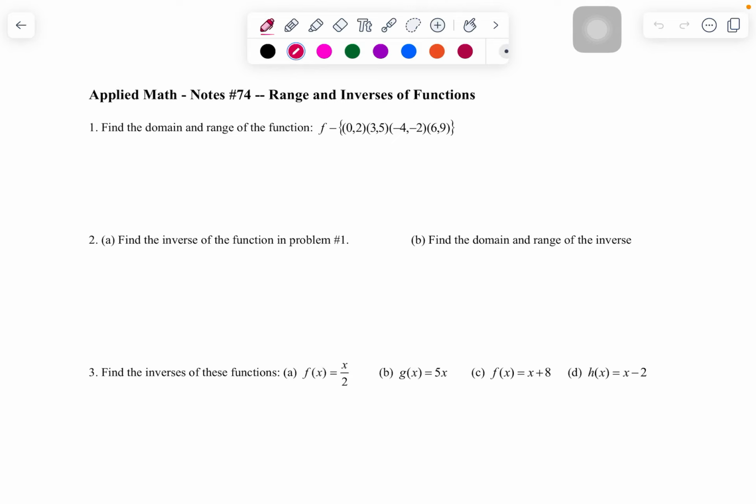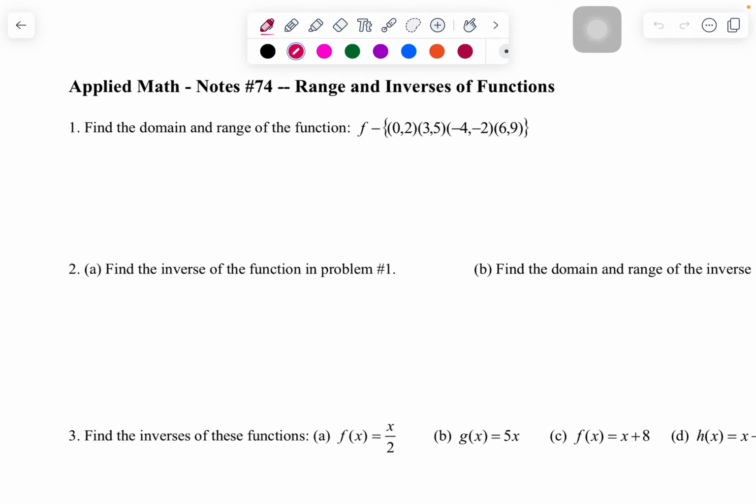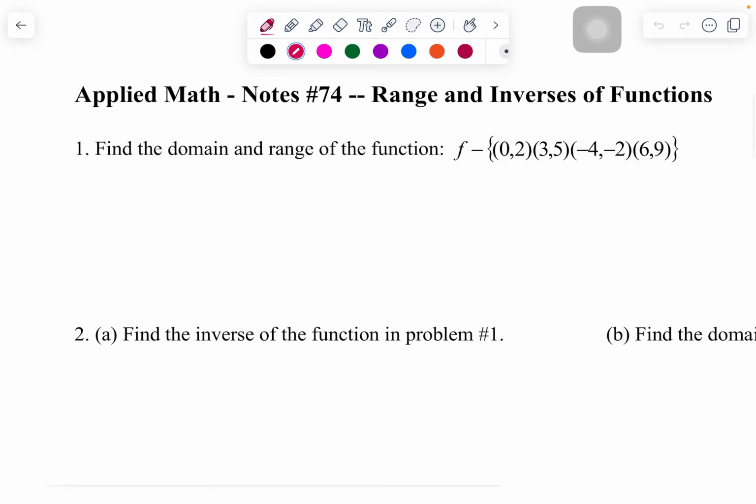All right, this is going to be the first video for Note 74. We're talking about ranges and inverses. So if we take a look at problem number 1 here, we have a function that has a stack of ordered pairs here. And what I want you to find is the domain and range.